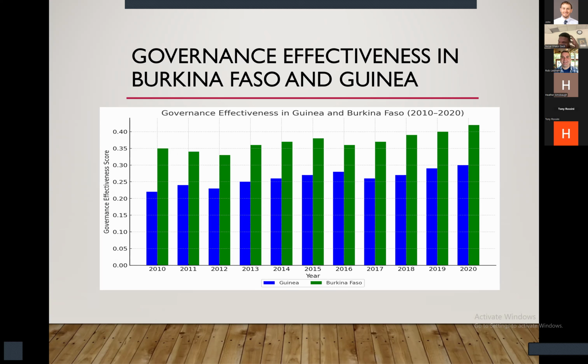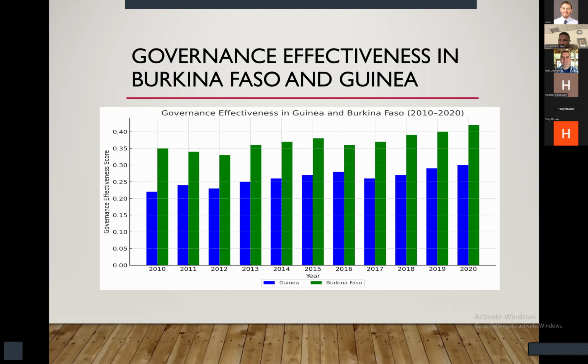If you look at this chart, it illustrates the governance effectiveness for Guinea and Burkina Faso from 2010 to 2020 based on World Bank worldwide governance indicators. Throughout the decade, Burkina Faso consistently outperformed Guinea, maintaining higher governance effectiveness scores, while both countries experienced some fluctuations. Burkina Faso's government remained relatively stable, both above the regional average. Guinea, on the other hand, hovered at lower levels with only modest improvement.